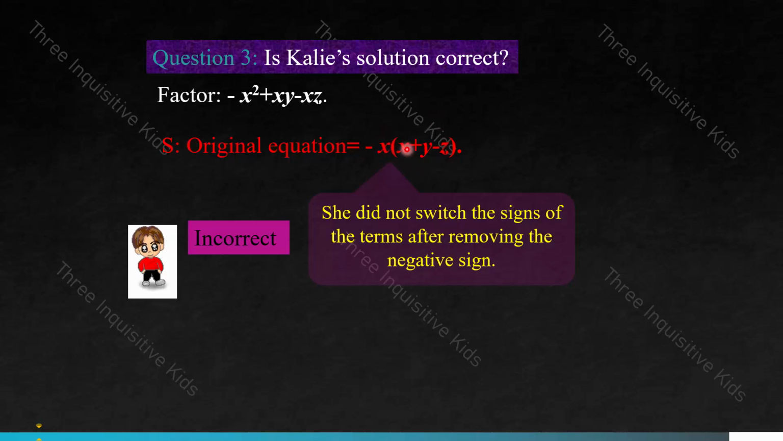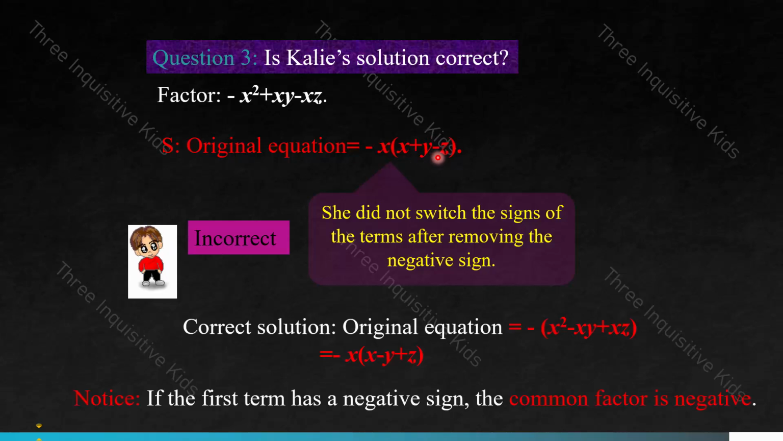So she did do that for the first term, but not for y and for z. So the y should become negative y and the z should become positive z. So the correct answer should have been negative x times x minus y plus z. So notice that if the first term has a negative sign, the common factor would be negative, and you have to pay attention to switching the signs.